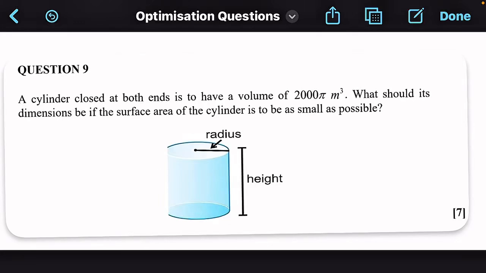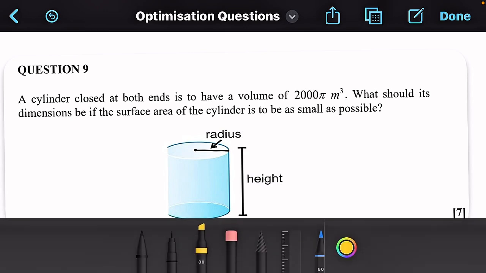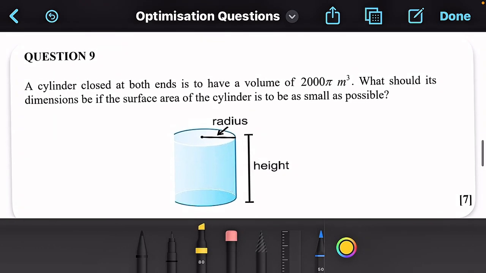What's up, everybody? This is optimization practice problem number 2. Okay, so let us get right into it. This is another 7-mark question.